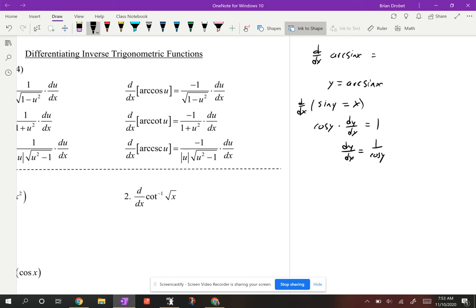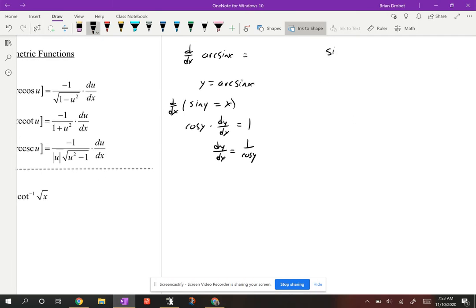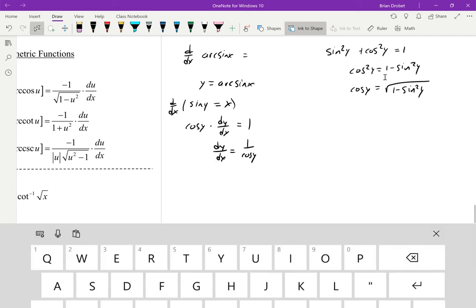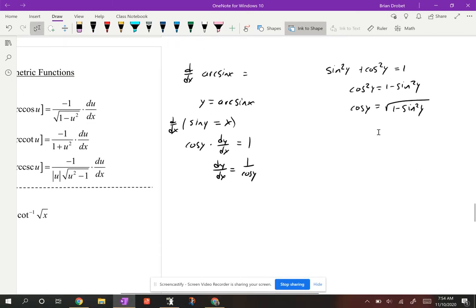Now, I don't want my derivative of a function of x to be in terms of y, so we're going to do a little bit of manipulation here. I'm sure you're familiar with the Pythagorean identity: sine squared y plus cosine squared y is equal to 1. Subtract sine squared on both sides, and then take the square root on both sides. I'm going to end up with cosine y equals the square root of 1 minus sine squared. Now take this and replace the cosine y down here with that. So I have 1 over the square root of 1 minus sine squared of y.